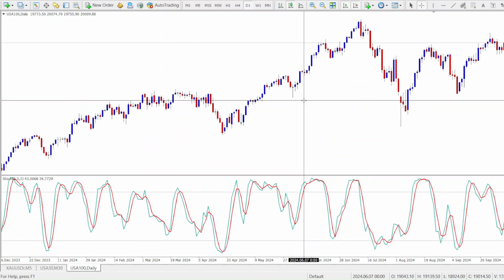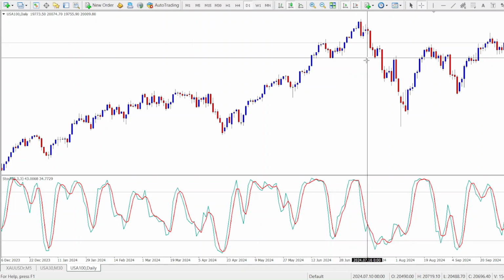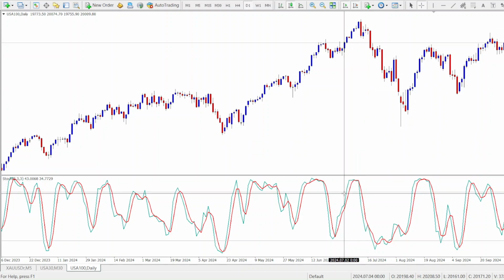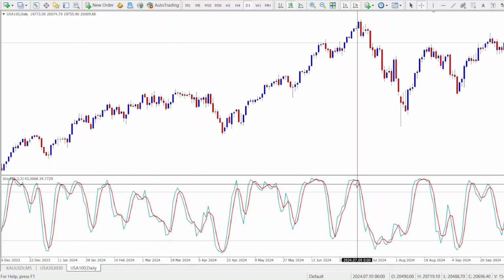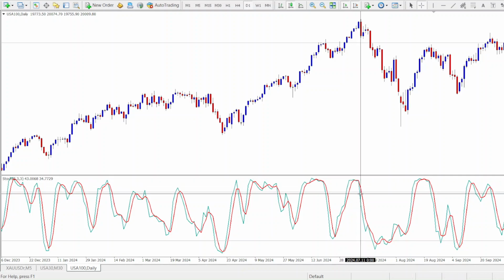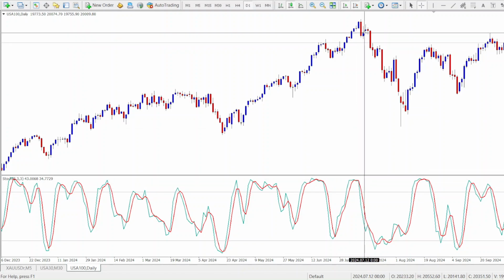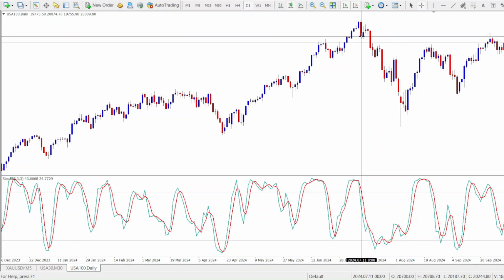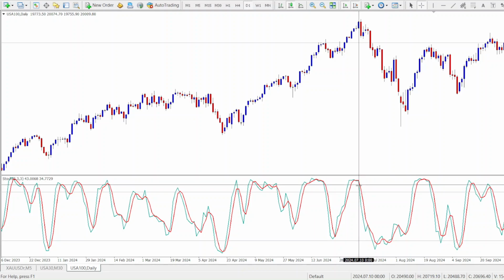Now, for sell signals, it is just the opposite of the buy signals, right? When you have the stochastic oscillators in the overbought region, and you see a bearish crossover when the main line crosses below the signal line and both lines point downwards, that indicates a sell signal. And you can see that price reacted accordingly as the price began to decline right after the bearish crossover.